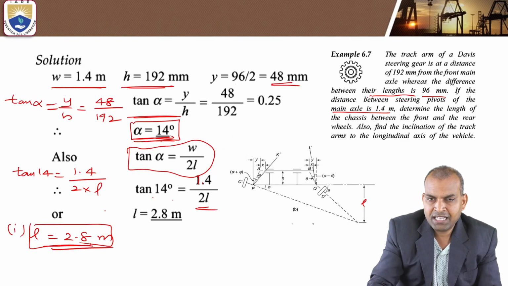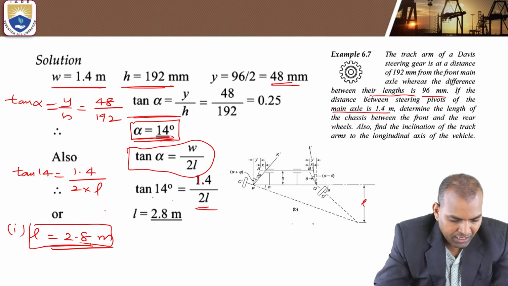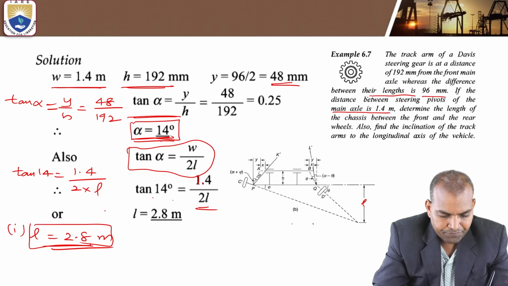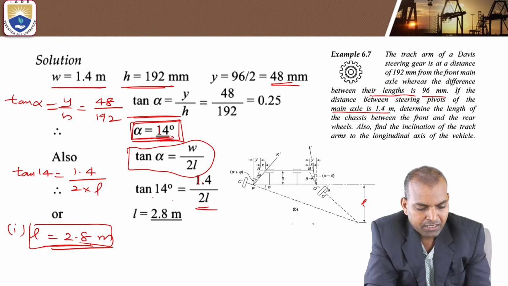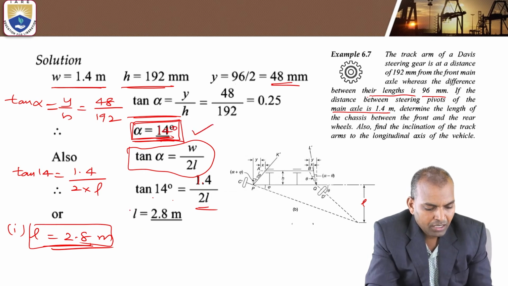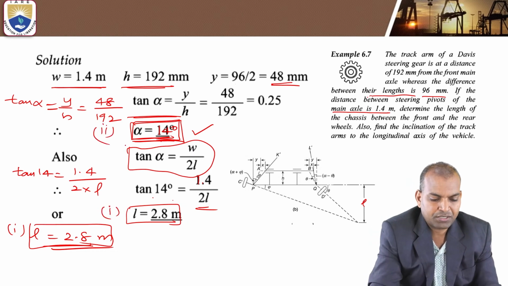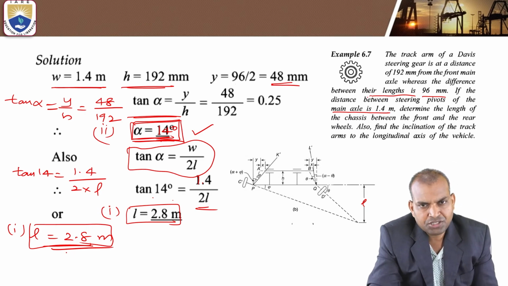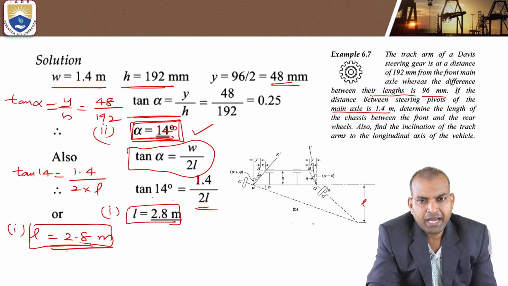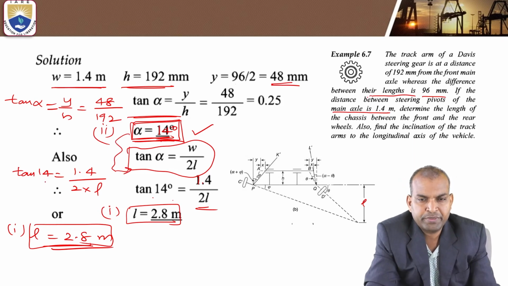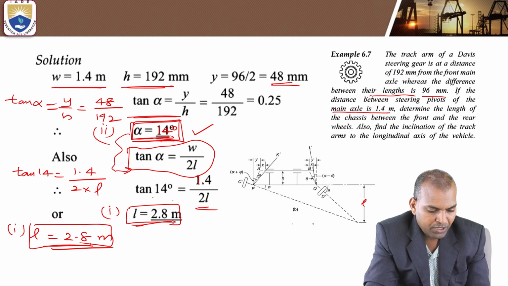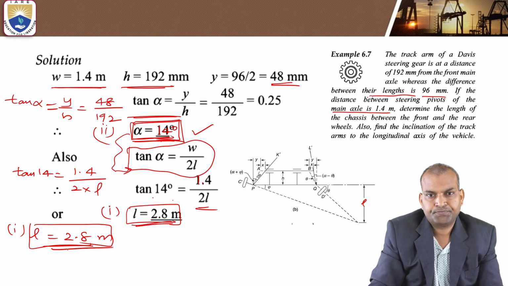Now they asked the inclination. What is the inclination? The inclination is 14 degrees. Okay, L is the first objective and alpha is the second objective. But in order to reach the first objective, we have to obtain the value of the second objective, that is alpha equal to 14 degrees. Then after obtaining alpha, if we substitute in tan alpha equal to W by 2L, then L, the wheel base, equals 2.8 meters.